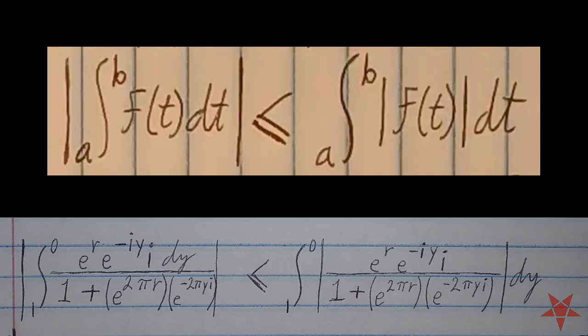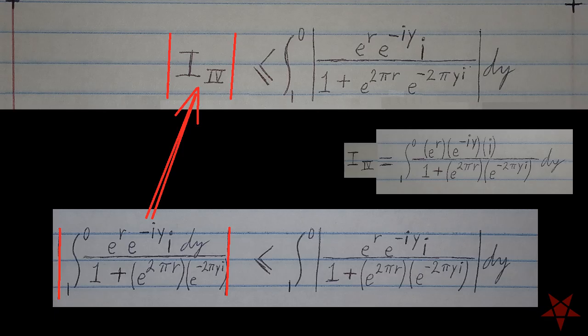Focusing back on the left side of the inequality, the integral inequality allows us to say that it falls on the right side of the inequality involving an absolute value where the signs encompass the entire integral instead of just the integrand. Capital I sub Roman numeral 4 can be substituted inside of the absolute value signs on the left side of the inequality.